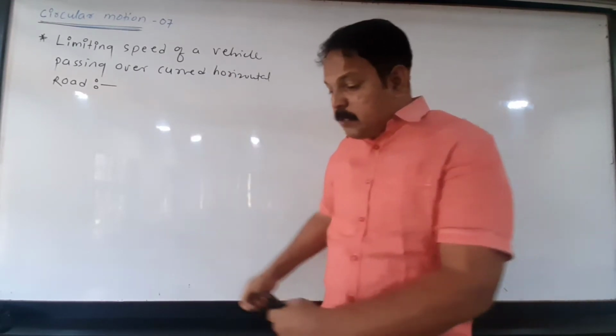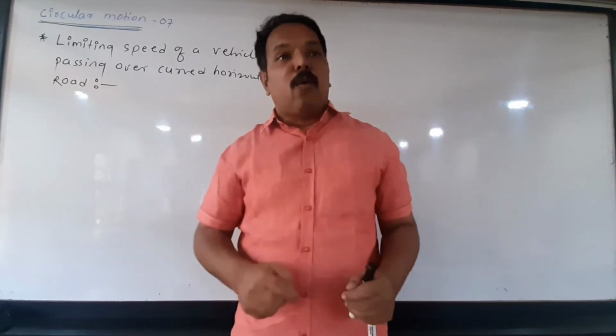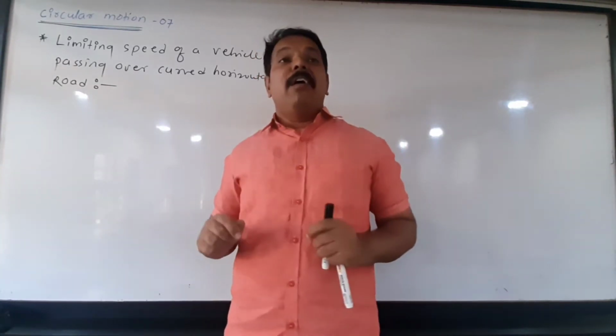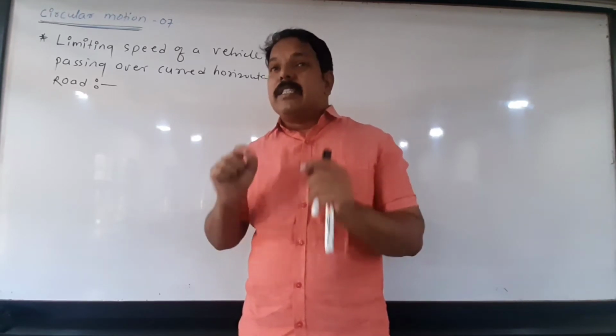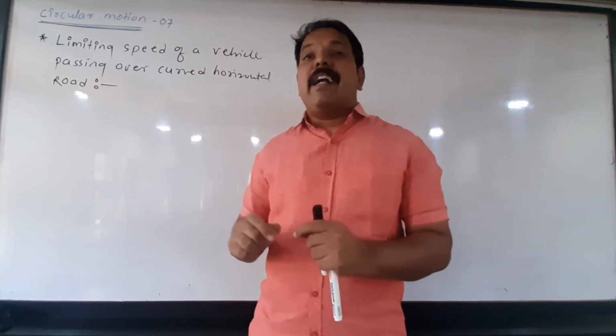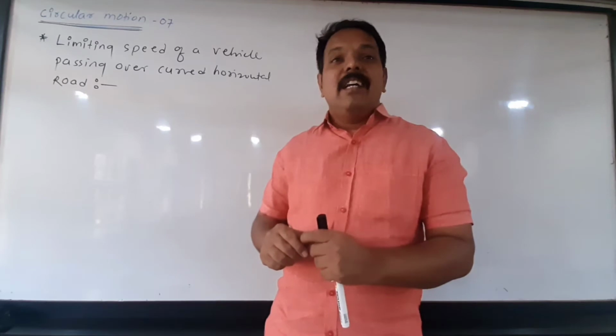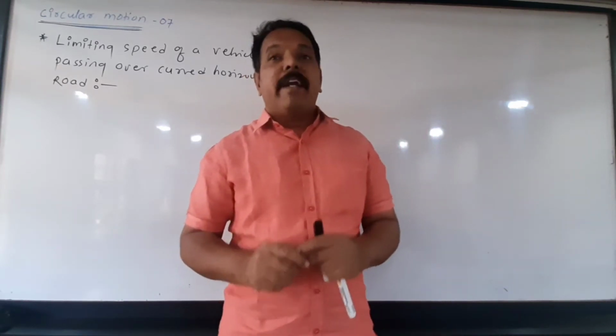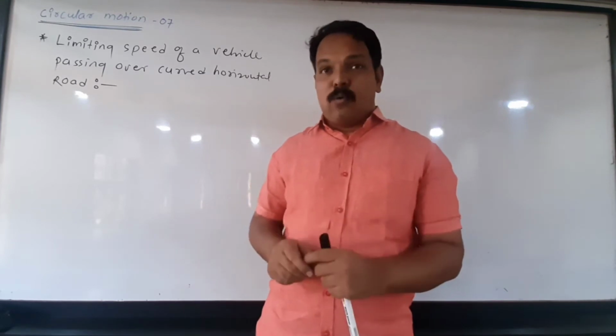It means when a vehicle is passing over the curved horizontal road, when the vehicle is taking the turn on a horizontal road, then what should be its limiting speed so that it is not thrown away from that road, or it does not skid from that road.